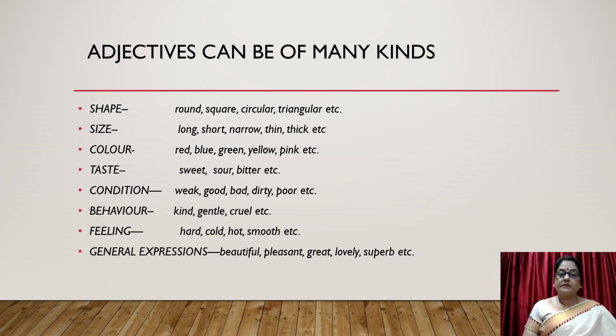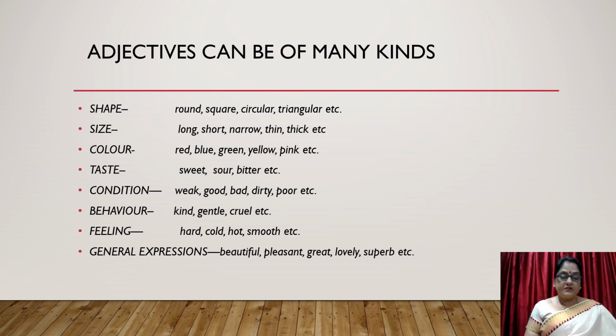Then we can also describe somebody's size: long, short, narrow, thin, thick. Then color also: red, blue, green, yellow, pink, etc. Then taste also can be described, like sweet, sour, bitter, etc. Then condition also, like weak, good, bad, dirty, poor. And then behavior also, like kind, gentle, cruel. Then feeling, like hard, cold, hot, smooth. So these are all adjectives.